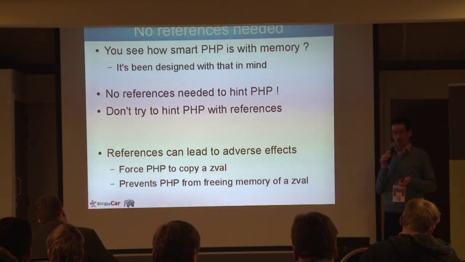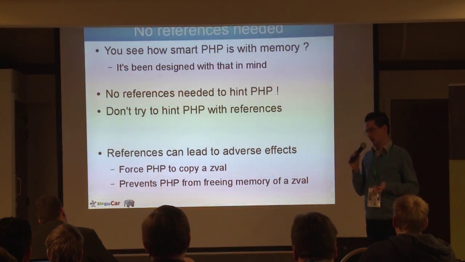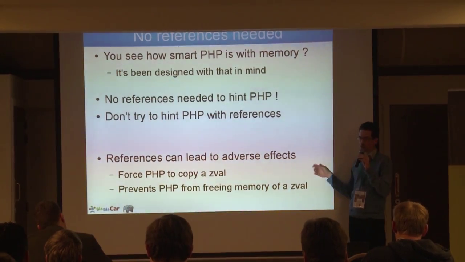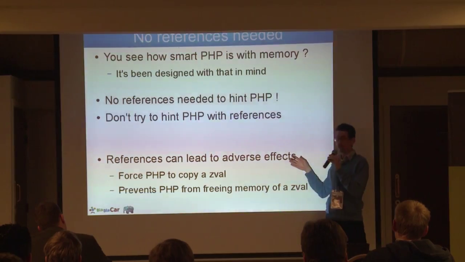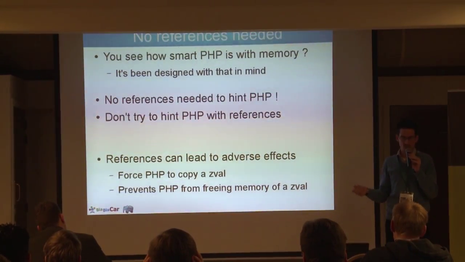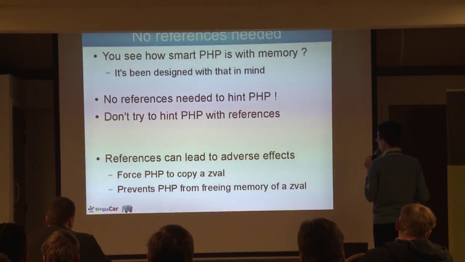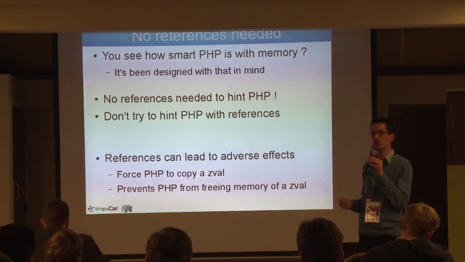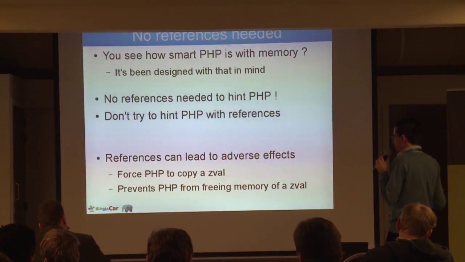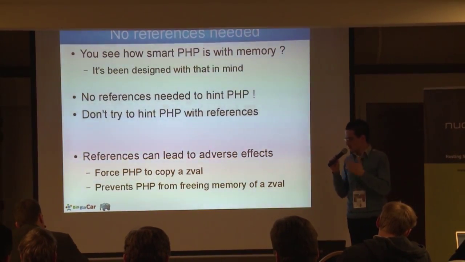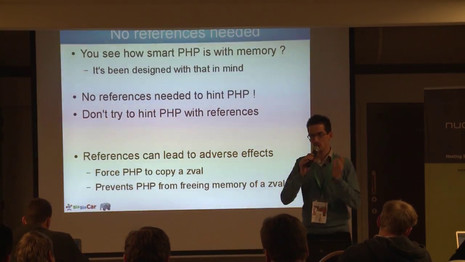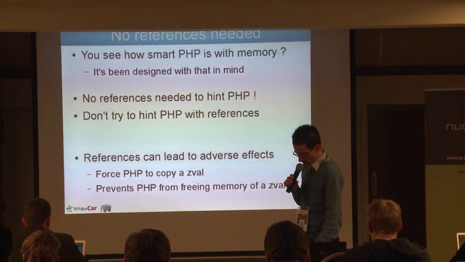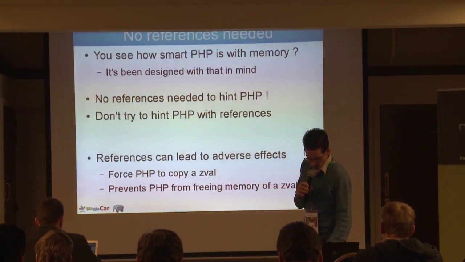You should not use references to try to trick or to hint the engine, because sometimes it can lead to bad behaviors. When you use references, sometimes you get the adverse effect: you force the engine to duplicate memory because it sees a reference, or you prevent the engine from freeing memory. So don't use references everywhere. Only use references when you really, really need them. It should be very rare. It should not be a everyday programming tool. We just use normal variables, and PHP manages memory in a very good way, so you don't have to think about that and try to hint PHP.